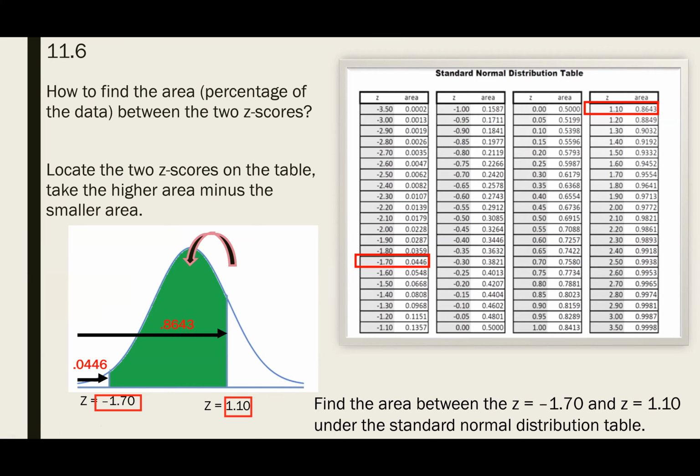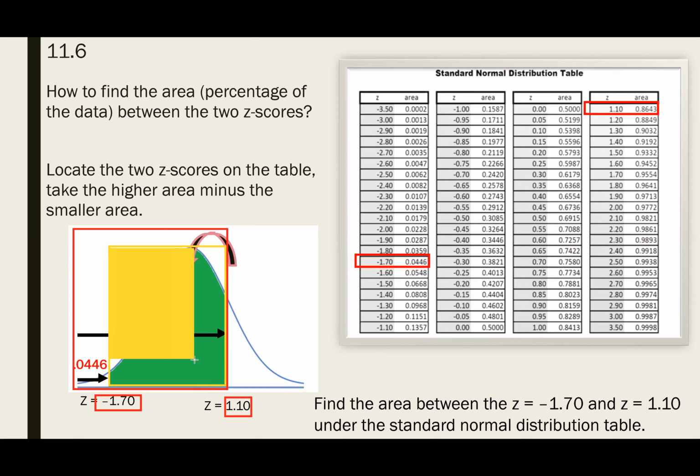But that's not my answer, because I'm not looking for the whole thing. I'm not looking for the whole 0.8643, because that is telling me that from all the way over here to here, that is 0.8643. But I'm not looking for the whole thing. I'm only looking for this box right here, from here to here. I don't want the whole thing. I'm only looking for a portion.